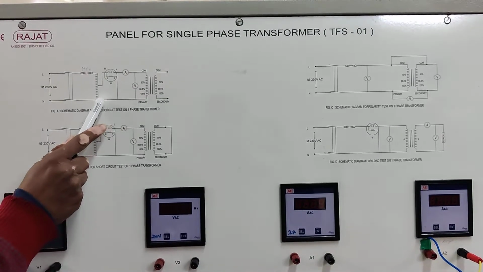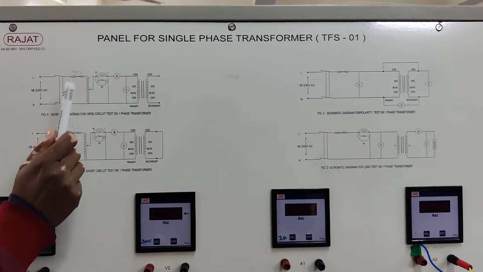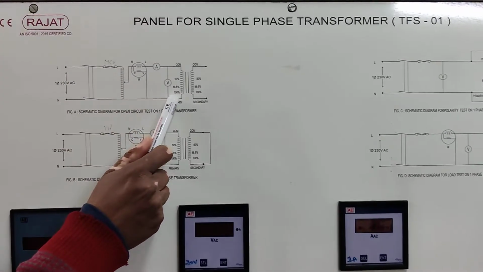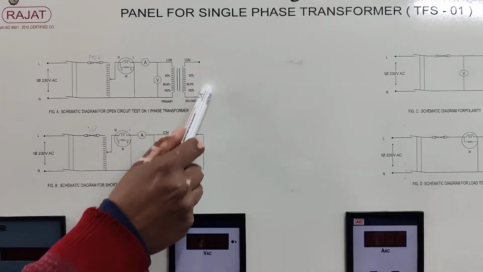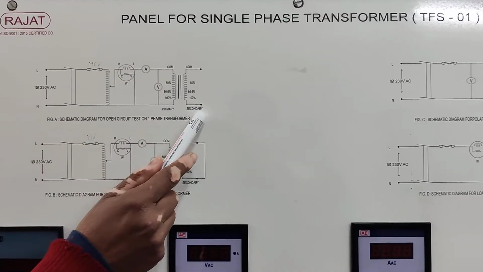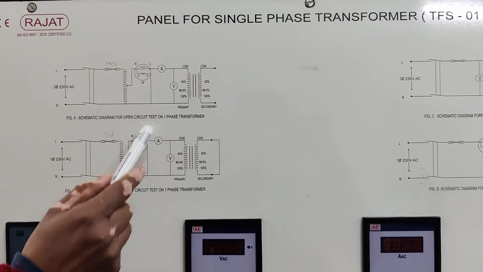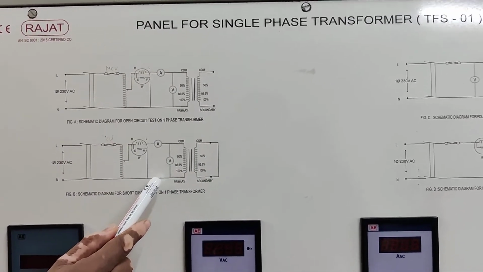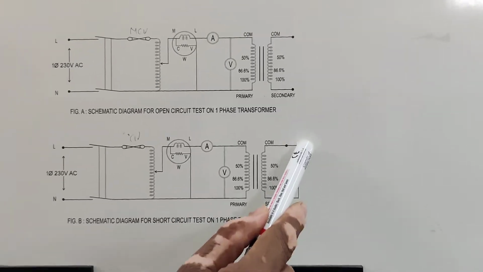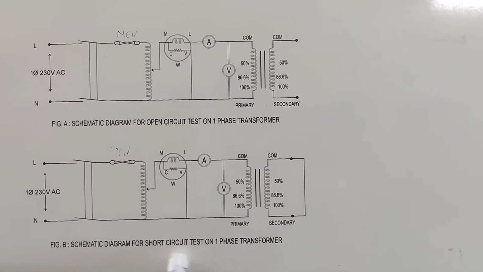In this diagram we are seeing the wattmeter, ammeter, and voltmeter connected on the primary side, and the secondary winding is open. So this diagram is suitable for performing the open circuit test. For the short circuit test, the diagram and meters are the same, but the difference is that the secondary winding is shorted. So we have to perform the open circuit and short circuit tests.